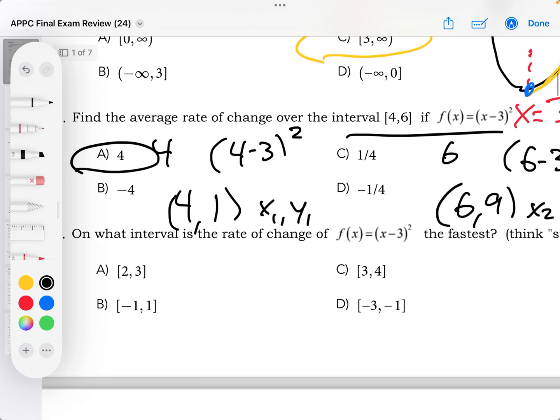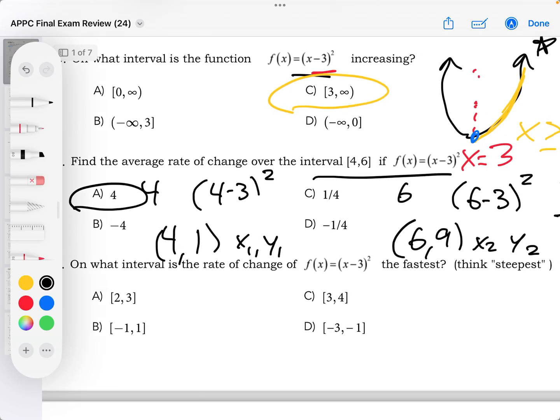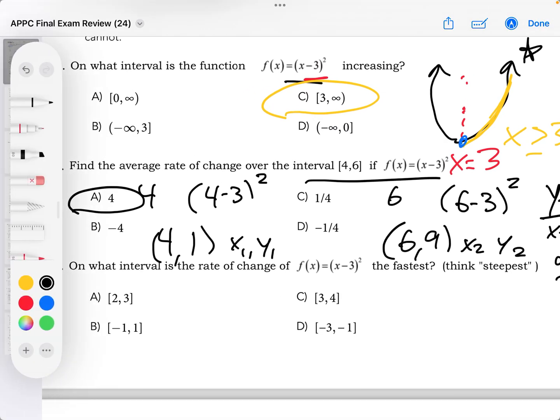But that's just using multiple choice to my advantage here. Same thing on the next one. Where is my graph the steepest? Using the same logic, I have a parabola.